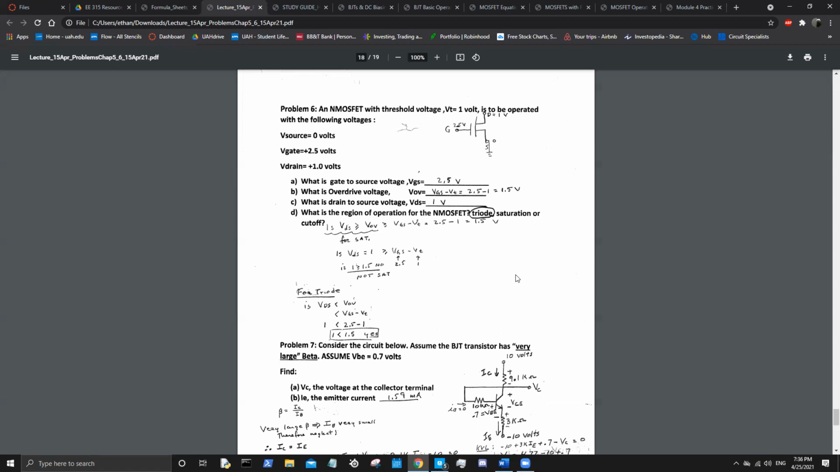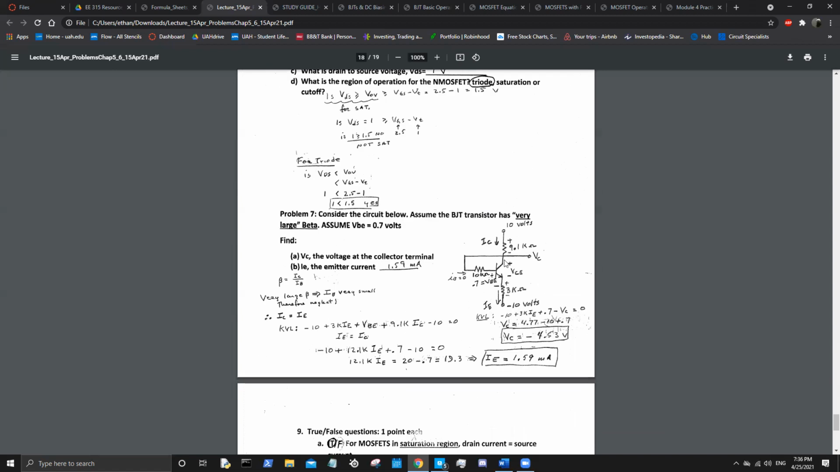Oh wait, no. Cutoff is just if the VGS isn't greater than your VT, right? Yep. Okay, well, we know that too. So you can already know it's not in cutoff, so you don't even need to test the triode here. Technically, if you test saturation, you can say it's in triode. But for testing purposes, your drain source voltage has to be less than your overdrive voltage for it to be in the triode state. 1 is less than 1.5, so it's in the triode state in this instance.